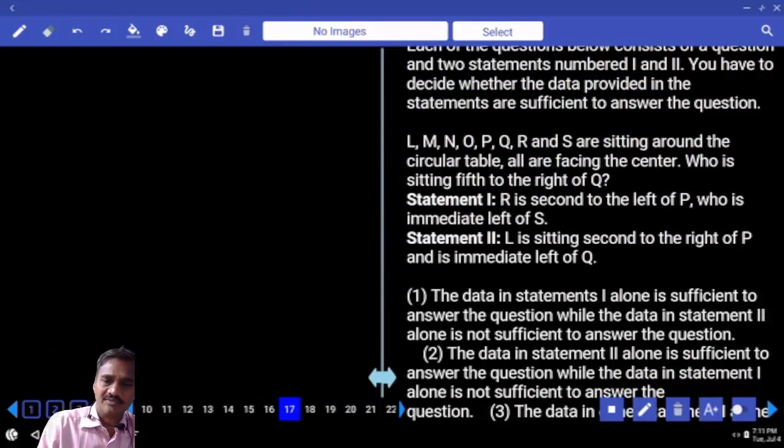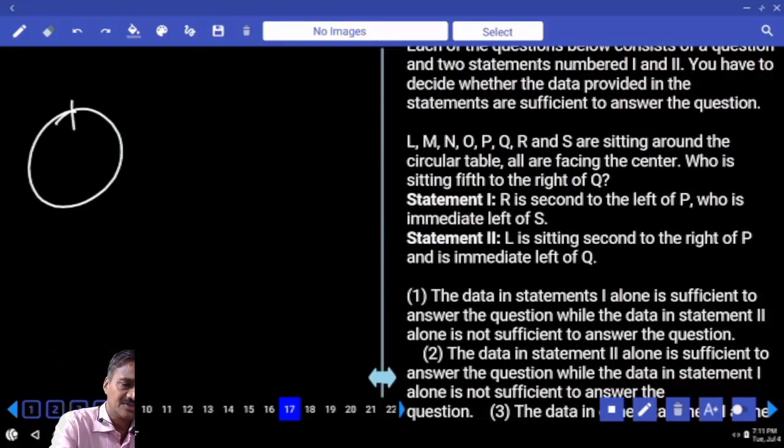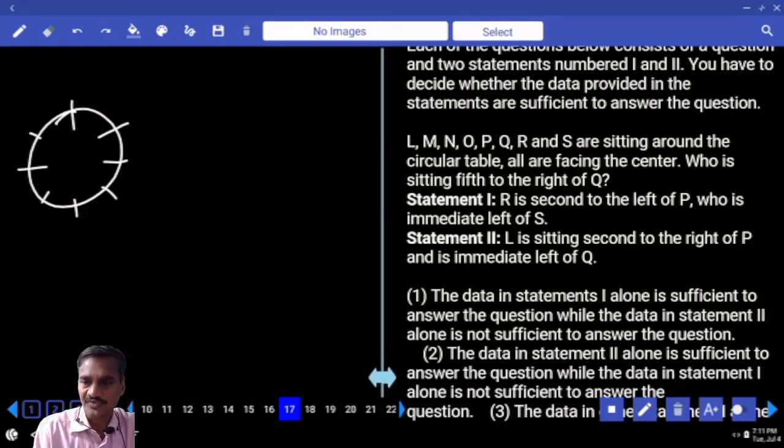They are L, M, N, O, P, Q, R, S, 8 persons seated around a circular table, facing the center. Who is sitting fifth to the right of you? R is second to the left of P. P is to the immediate left of S.